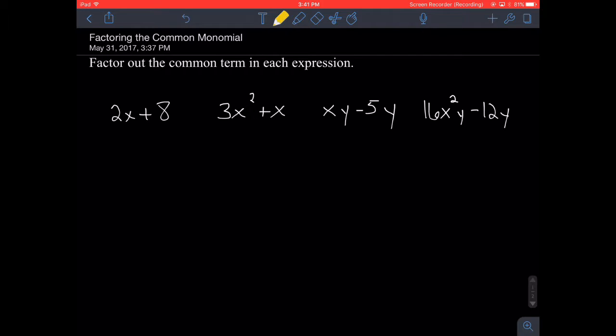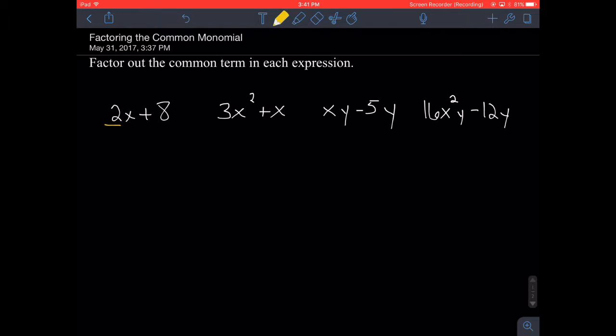Today we're going to be talking about factoring out the common monomial. This is the easiest type of factoring where all you have to do is find out what two things have in common and then divide it away by basically undistributing. Let's find out what that looks like in practice.